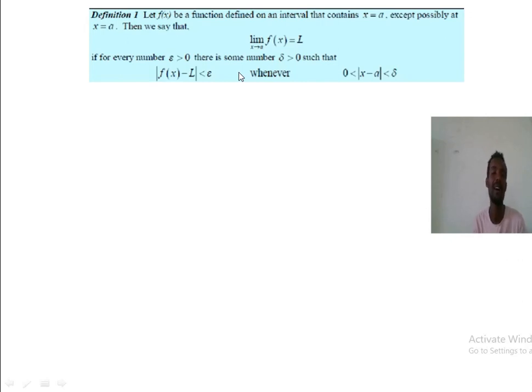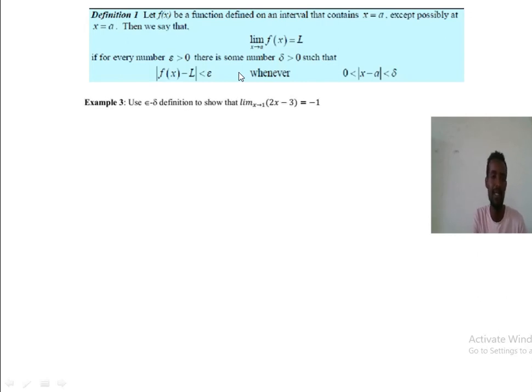In other words, this can be defined as: for every epsilon greater than 0, there is some number delta greater than 0, such that 0 is less than the absolute value of x minus A, which is less than delta, implies that the absolute value of f of x minus L is less than epsilon.